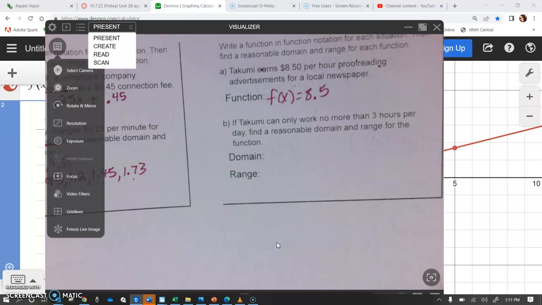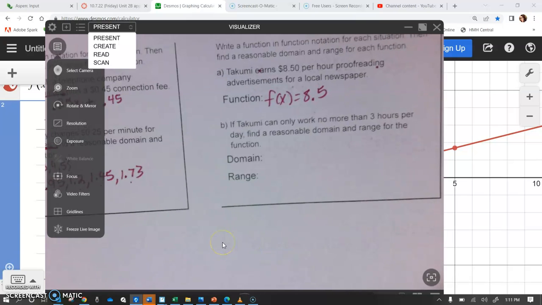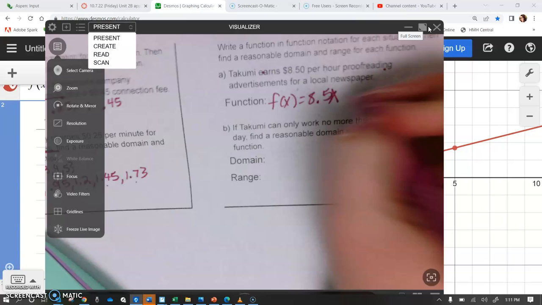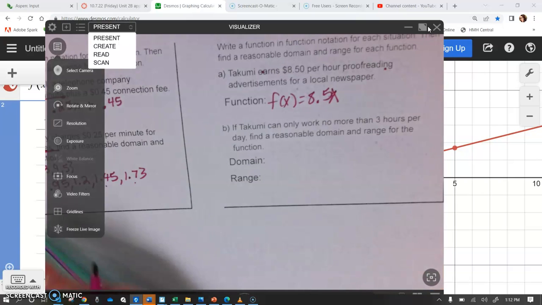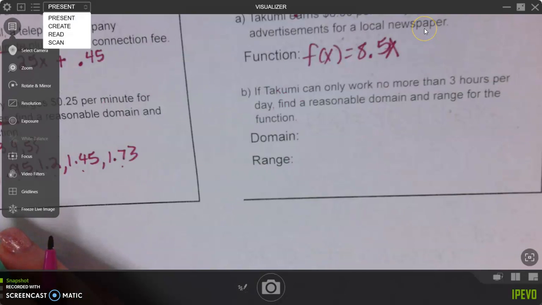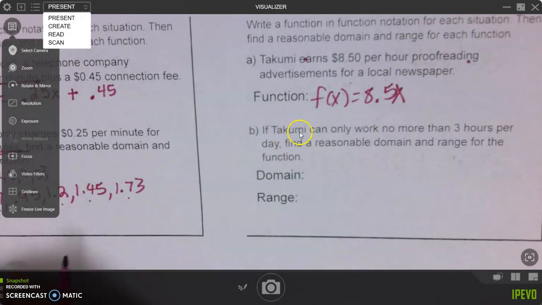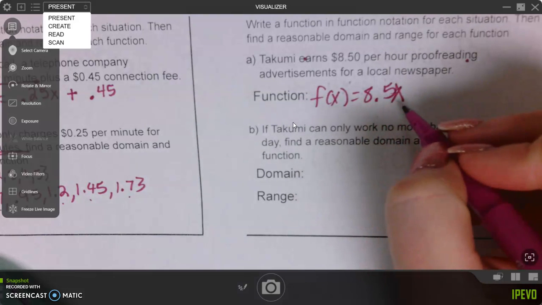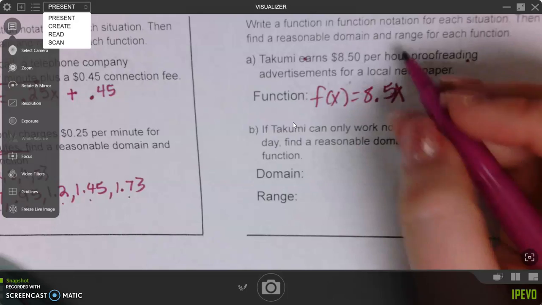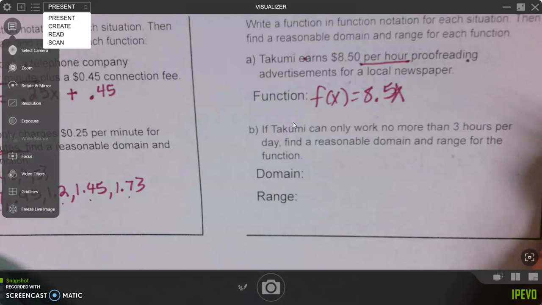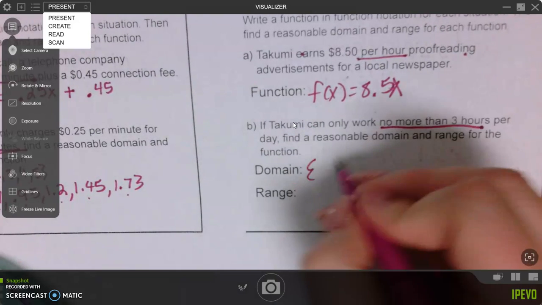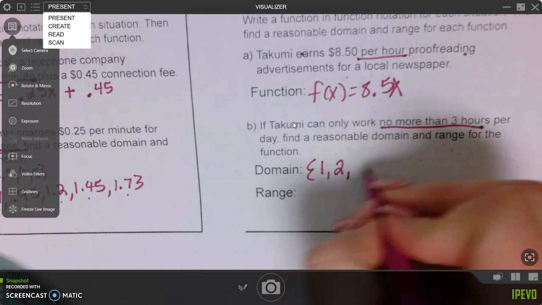Okay, so you should have paused the video and tried this. Once you plug this in, your function is 8.5x. Sorry, I forgot to put that. It's 8.5x. And so the domain, if we read the question, if Takumi can only work no more than 3 hours per day, find a reasonable domain and range for the function. So your function is f of x equals 8.5x. X represents the number of hours, right? And this says no more than 3 hours. So that means our domain is 1, 2, and 3.